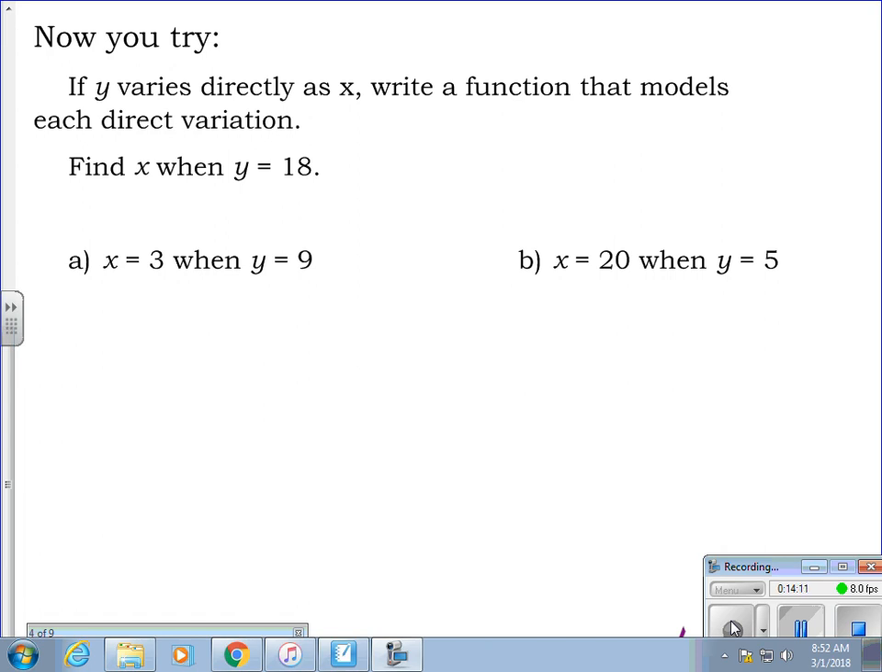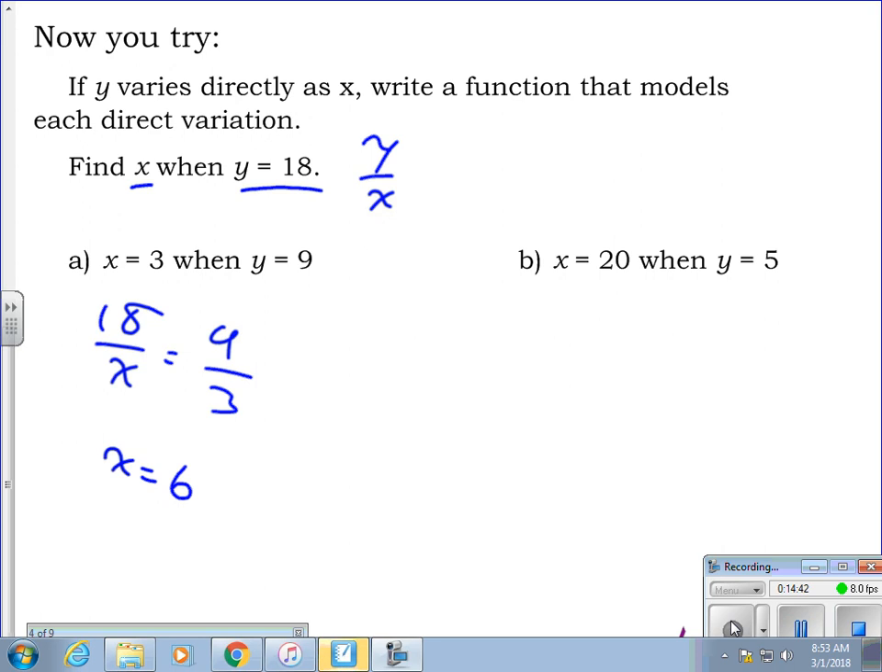Okay, varies directly. Y varies directly as x. That means I have y over x. I always like to put that down first so I know what I'm dealing with. So y and x is 18 and x. 18 over x equals 9 over 3. Now, you can cross multiply on this one to solve, or what do I do to 9 to get 18? I multiply it by 2. So I take 3, multiply it by 2. X equals 6.